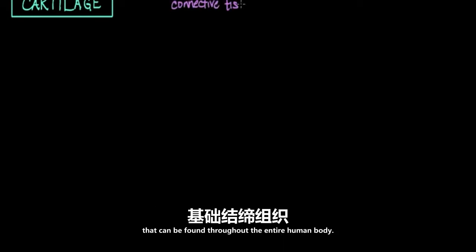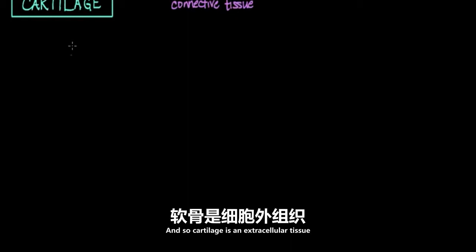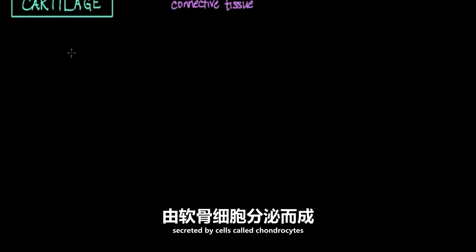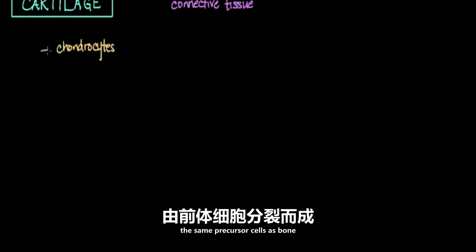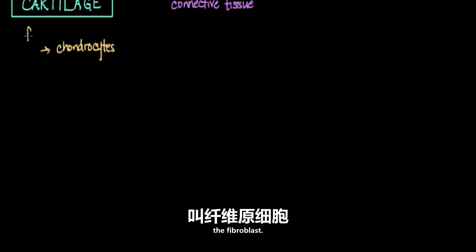Alrighty, so we're talking about cartilage, and cartilage is, at the most basic level, a connective tissue that can be found throughout the entire human body. And so cartilage is an extracellular tissue secreted by cells called chondrocytes, which are derived from the same precursor cells as bone, the fibroblast.